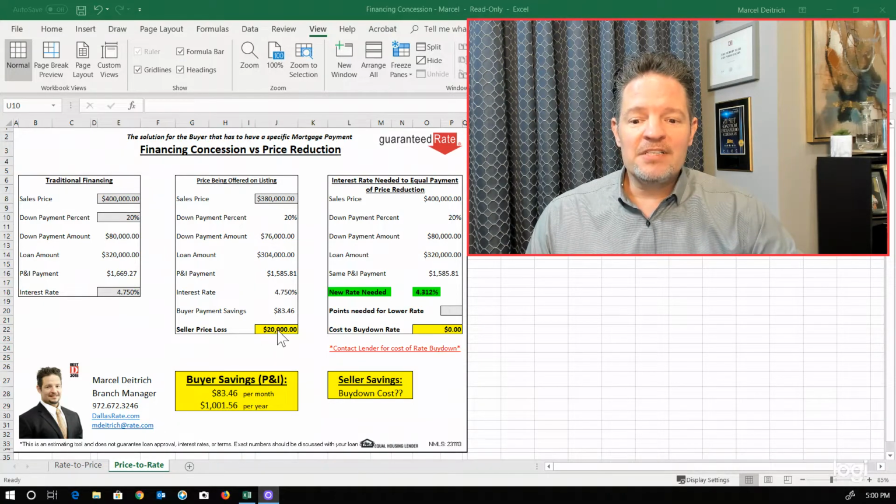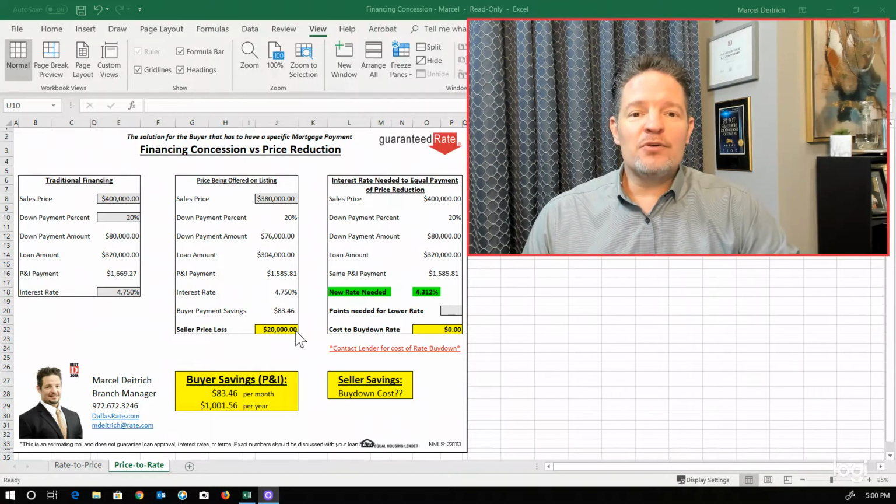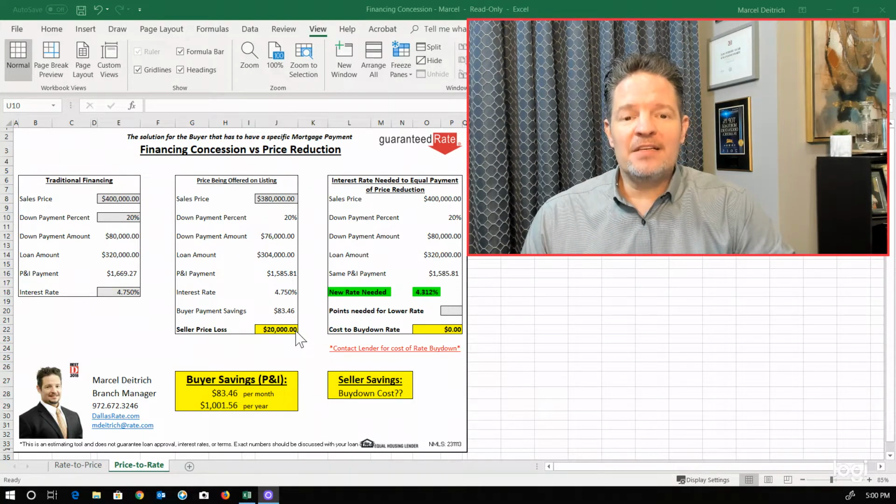So the seller loss is going to be $20,000, which, as a buyer's agent, can sometimes be a very difficult pill to swallow, trying to explain to the seller and the seller's agent that your buyer wants to make a significantly lower than market price offer.